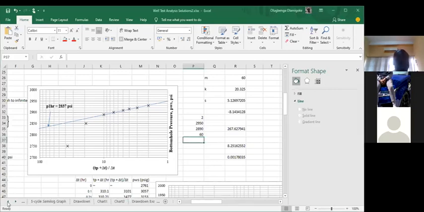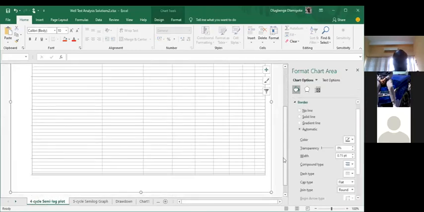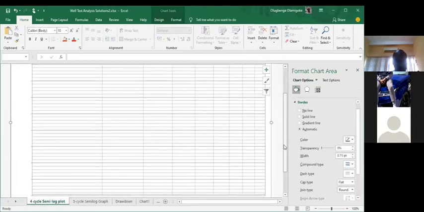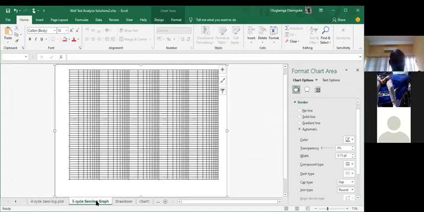But I'll send copies. If you look, this is in Excel. This is better. Look at this. This is a 5-cycle semi-log graph: 1 cycle, 2, 3, 4, 5. So I can go from 1 to 10 to 100 to 1,000 to 10,000 to 100,000. I could start from 0.001 and go that way.